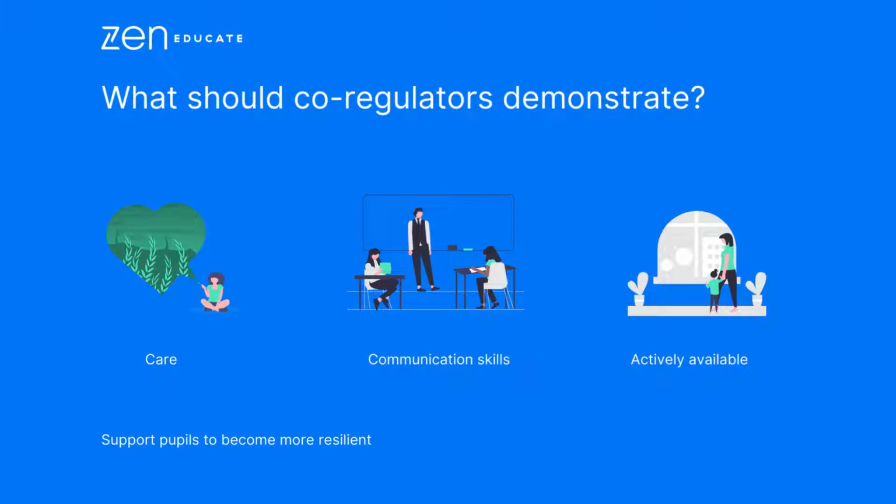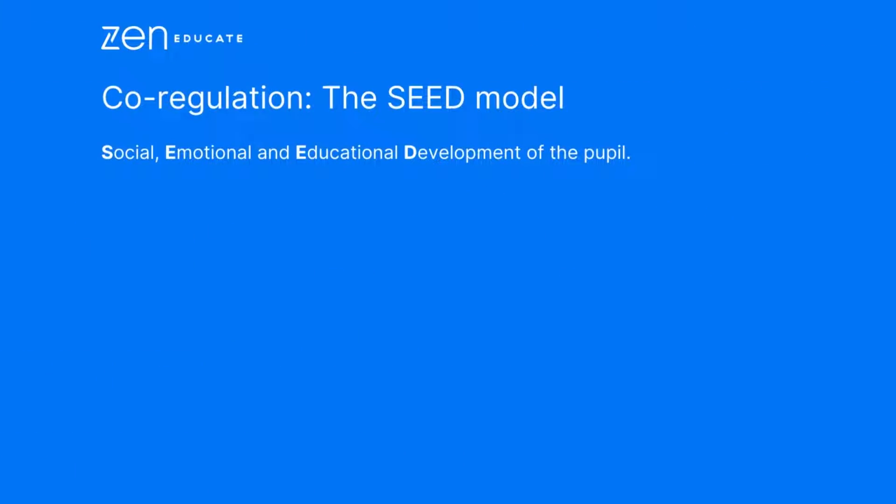It is vital as co-regulators to demonstrate care, communication skills and to be actively available in order to help pupils to become more resilient. The seed and the 3 S's. One model that will help us with co-regulation is known as the seed, the social, emotional, educational development of the pupil. This is more than just a helpful acronym.